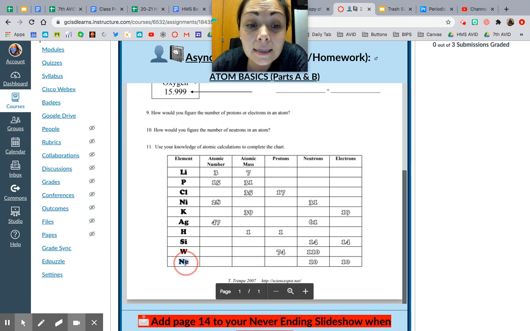And then Ne is neon. So neon's electrons is 10, which means its protons is 10, which means its atomic number is 10. If it has 10 neutrons and 10 protons, then 10 plus 10 is 20, so its atomic mass is 20.